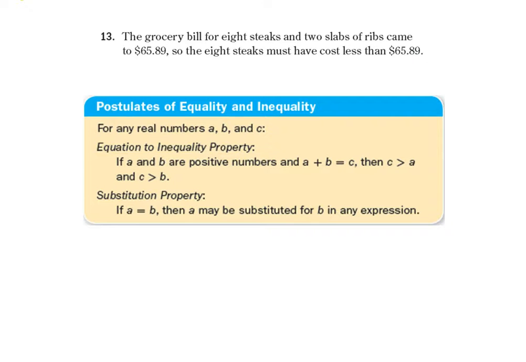Well, we have this property here, some postulates of equality and inequality. This is directly in your textbook here. That says, for any real numbers a, b, and c, whatever you want to call them, a, b, and c can be any numbers you want.